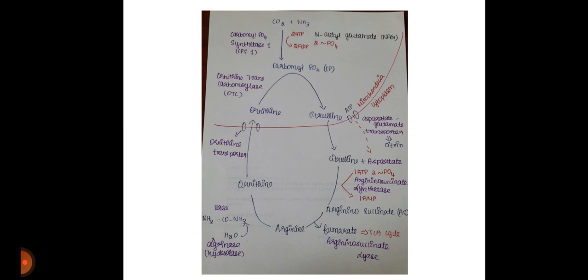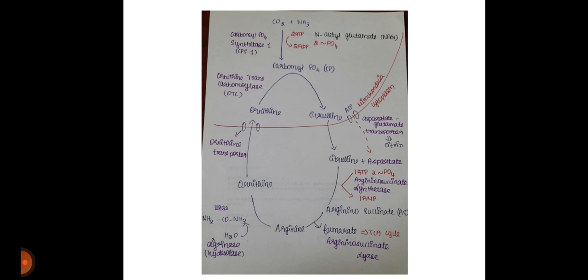One more thing, where does this aspartate in the mitochondria come from? This aspartate comes from the Krebs cycle, which is happening in mitochondria, and it is transported to the cytoplasm. And the ornithine generated in cytoplasm has to be transported to mitochondria, so it needs a transporter. That transporter is called the ornithine transporter, which carries ornithine from cytoplasm to mitochondria. This is the reaction pathway of urea cycle.